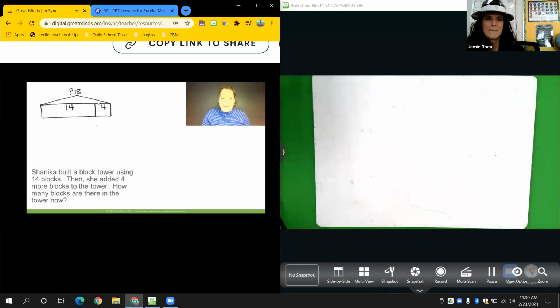Let's read this together. Shanika built a block tower using 14 blocks. Then she added 4 more blocks to the tower. How many blocks are in the tower now? That sounds familiar. Can you picture this story? Have you built a block tower before? I have.